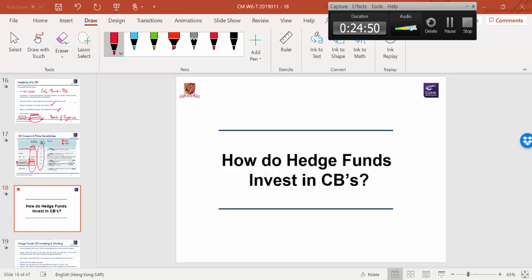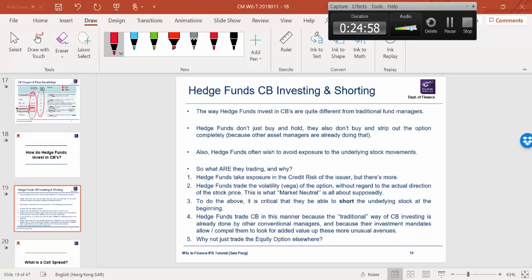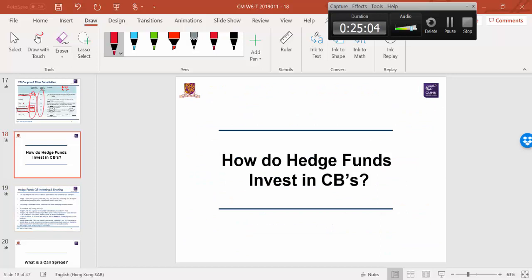Now, I just want to give you some ideas how hedge funds actually trade CBs. And if you want to understand this market, if you want to understand this product, you have to remember that in any CB market, whether it's in China or Europe or the United States, hedge funds are a major player in CBs.